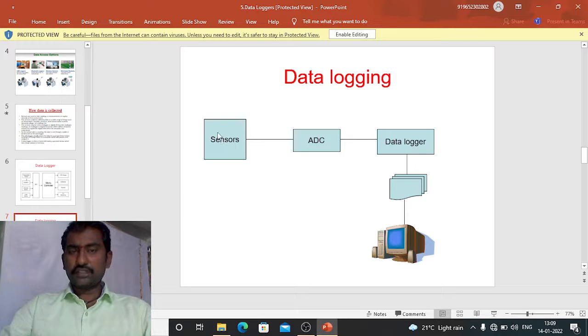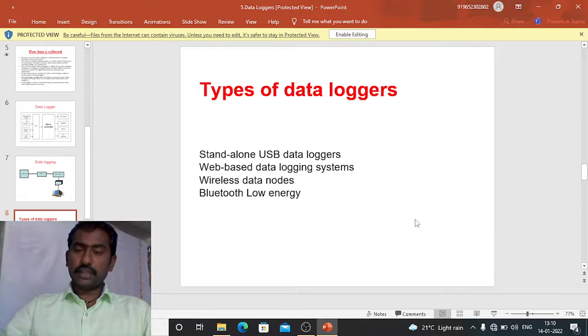So first, sensors collect the data, and if the data is analog, that analog data will be converted into digital data, and the data will be transferred to the data loggers. That's nothing but the microprocessors present in the data loggers, and this will be sent to the computers to analyze or to do anything. And the types of data loggers, I already told: standalone USB data loggers, web-based data logging systems, and wireless nodes and Bluetooth nodes.